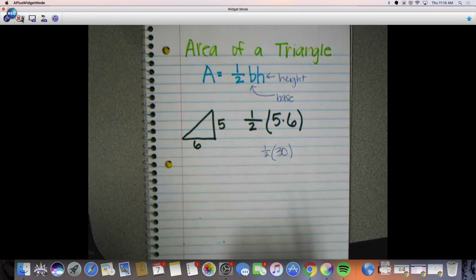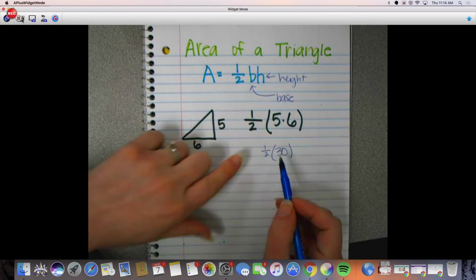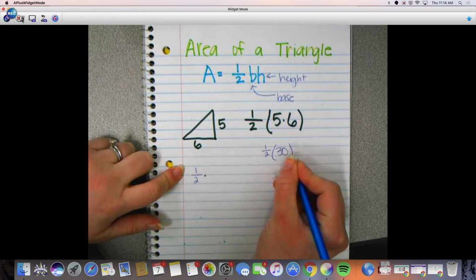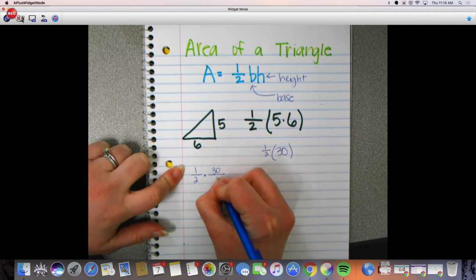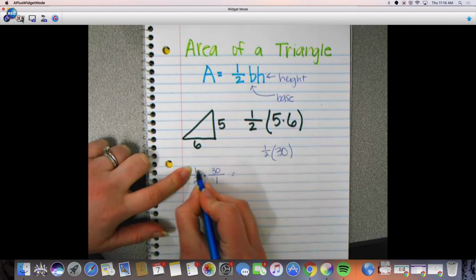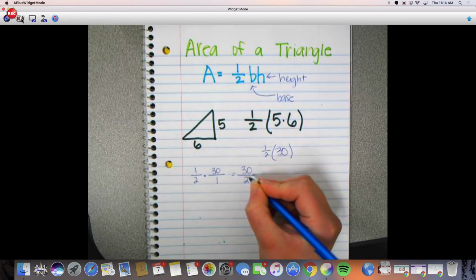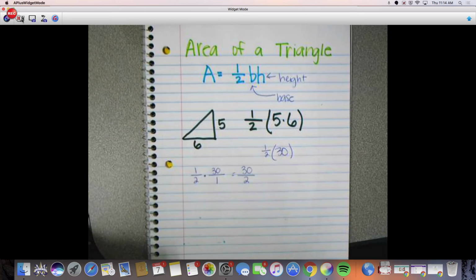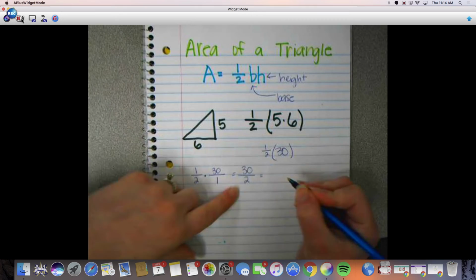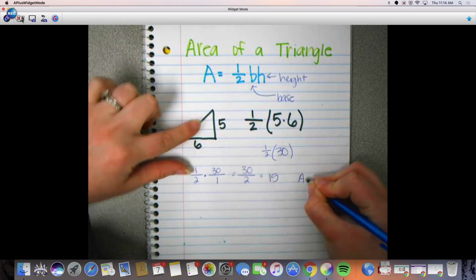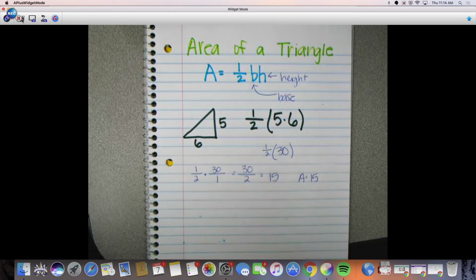Well, if you remember, anytime you multiply something times 1/2, you're just dividing it by 2. Because if I were to truly multiply these, I would have 1/2 times 30 over 1. When I multiply across, 1 times 30, I get 30. 2 times 1, I get 2. And now I just have 30 divided by 2. So when you multiply something times 1/2, you're really just dividing it by 2. So here we are just dividing 30 by 2 to get 15. So A, the area of this triangle, equals 15.